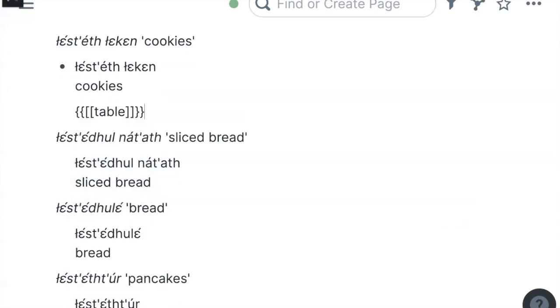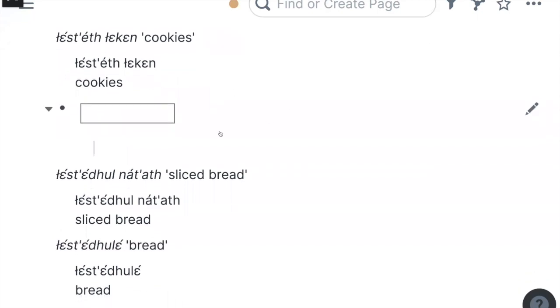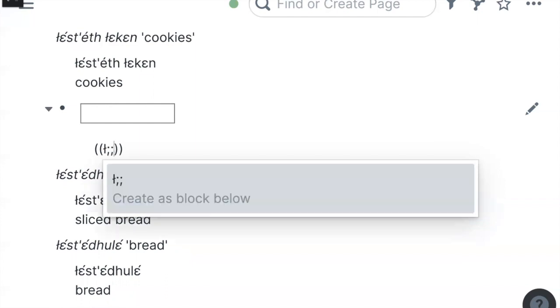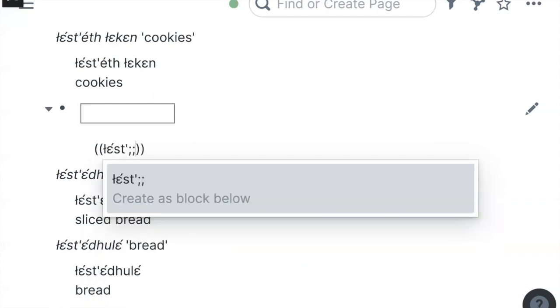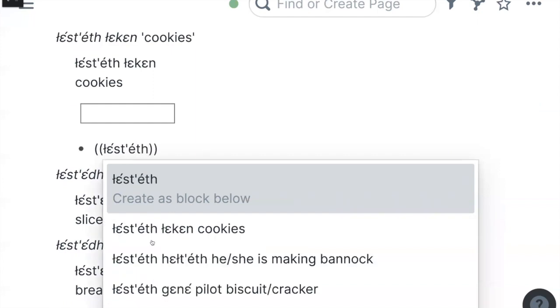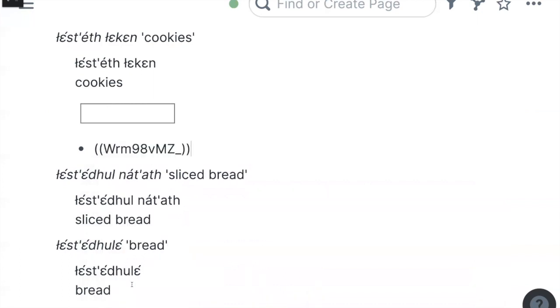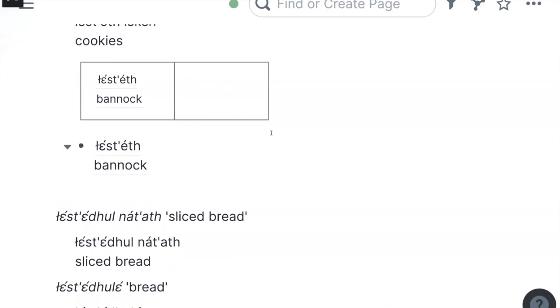So again, I prefer to have this inside a table usually. And so cookies appears to be some sort of compound, and we can look up the first part. What does that mean? Okay, that word means bannock. So what I'm doing now is I've recycled bannock from somewhere else.